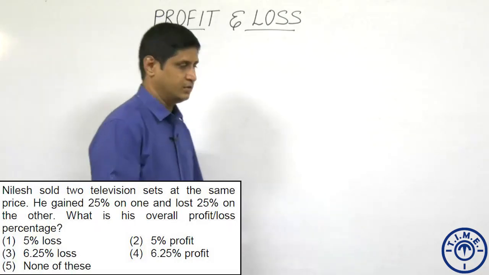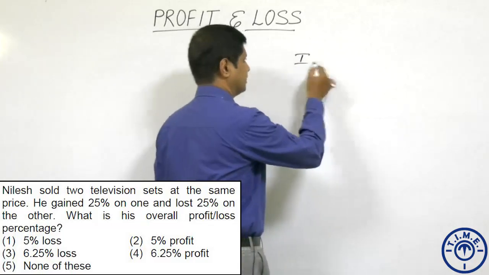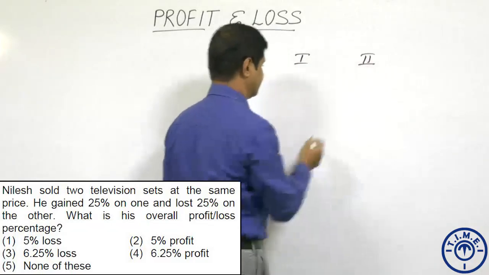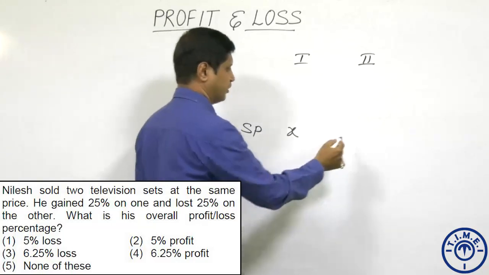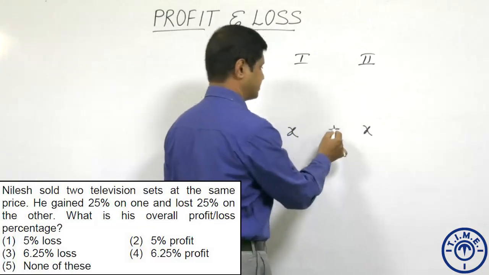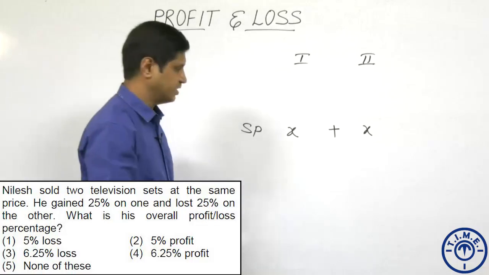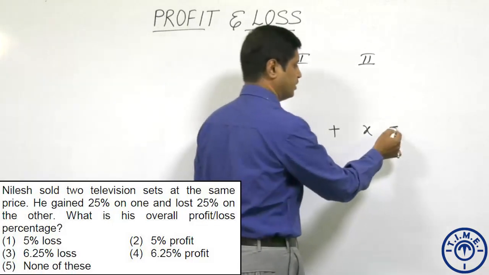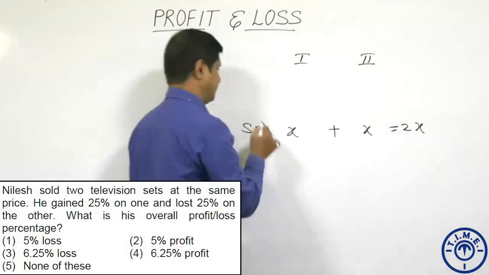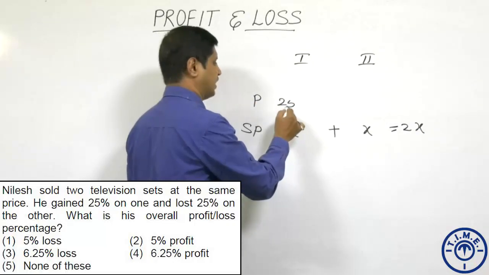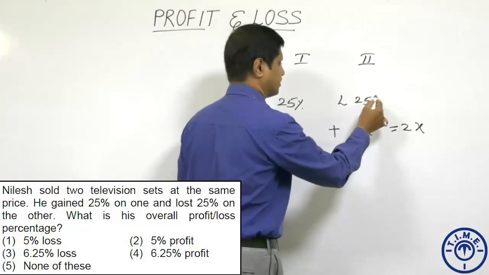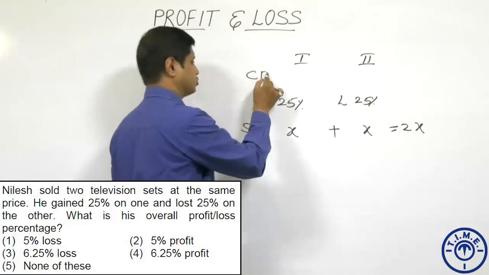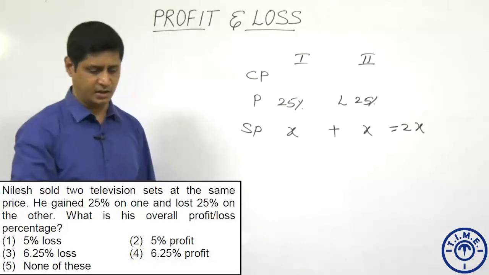Selling price is given. What is the selling price? The selling price of the television set is the same, so I am assuming the value as X. So, each television set is X rupees, which means the total value is 2X. The first one is sold at a profit of 25% and the second one at a loss of 25%. So, what about the cost price of the first article and the second article?